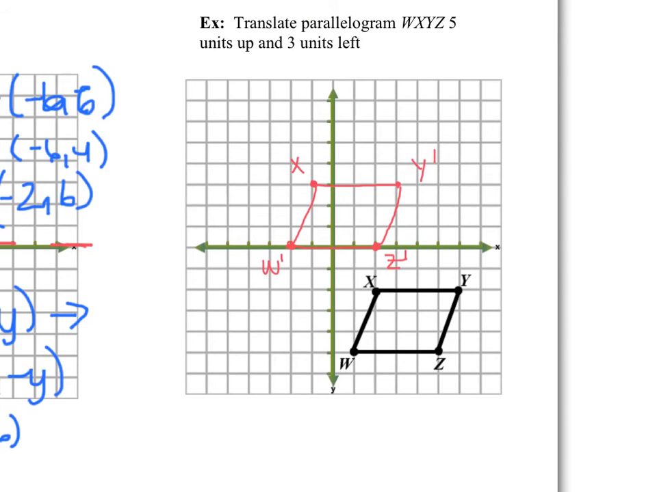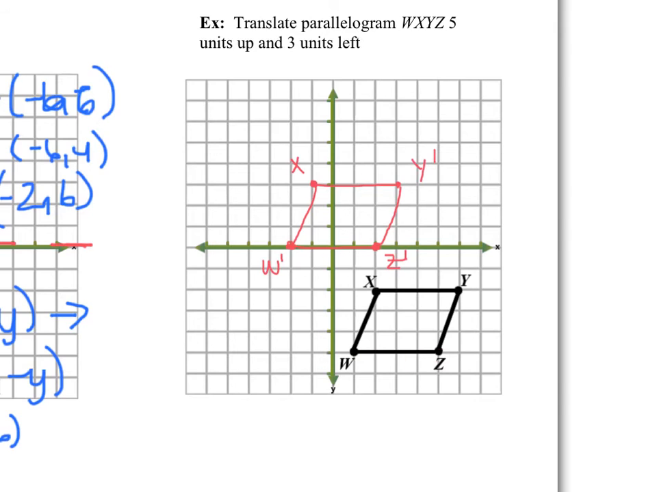Okay, so on the first example of translation, this one's probably the easiest. You can just figure it out by counting. You just take each point and count up 5 spaces, 1, 2, 3, 4, 5, left 3 spaces, 1, 2, 3. Once you have the new figure, it should be the same size. If you could slide this figure back on top, they would match up exactly.